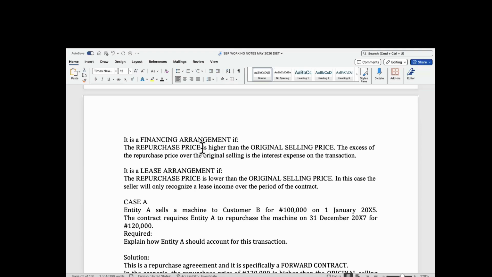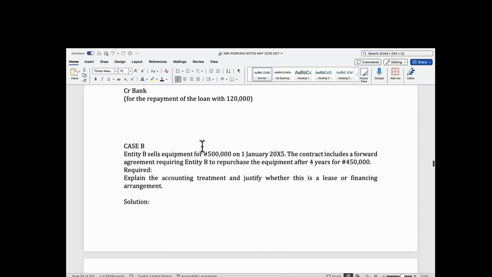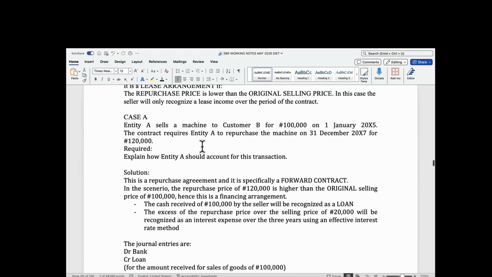So where the purchase price is lower than the original selling price, it therefore means that you are going to make a margin on how much the person gave you. So that margin you're making is like your own income. So let's look at scenarios. We looked at two scenarios already.